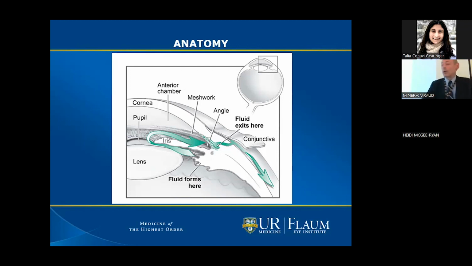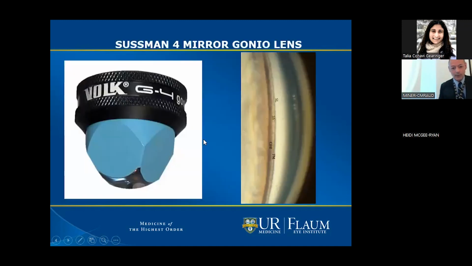It goes through the angle, and then you'll see that it actually will flow through these emissaries, which come out of Schlemm's canal, and then it links back up with our venous system and gets back into the circulatory system. So the aqueous produced here by the ciliary processes flows along this green arrow through the pupil and out to the drainage area. Just keep that in mind for later in the talk.